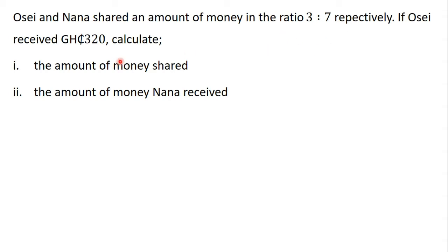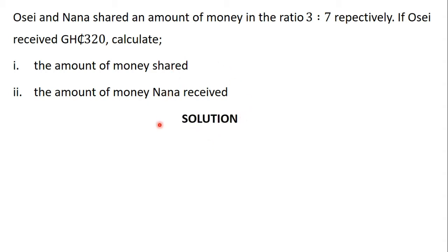Osei received 320 Ghana cedis. We are going to use this information to calculate the amount of money that was shared, that is the total amount of money that was shared between Osei and Nana, and the amount of money Nana received.